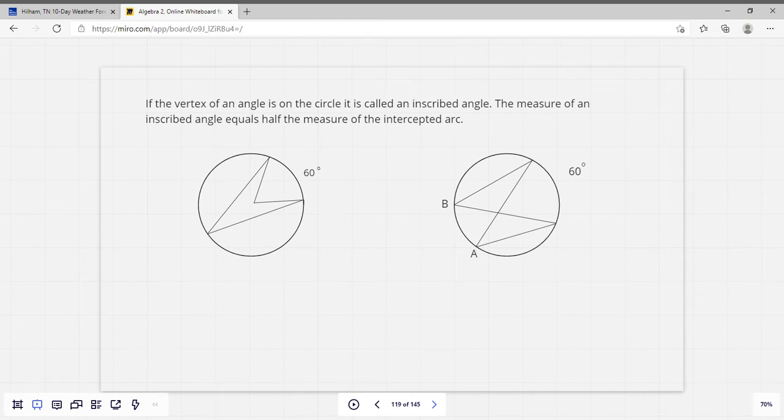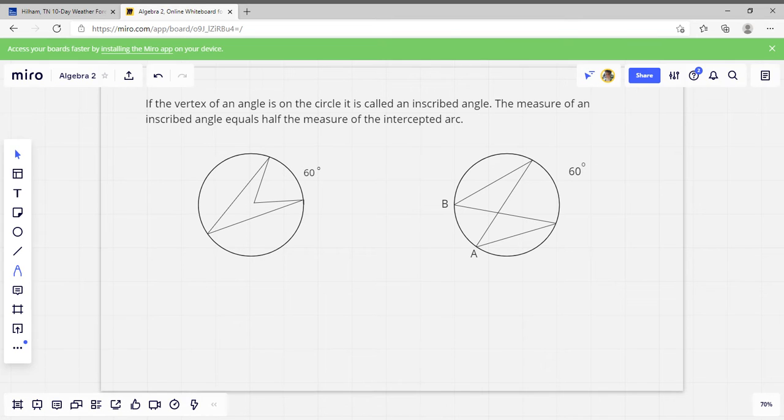All right, if the vertex of an angle is on the circle, it's called an inscribed angle. So the vertex of this angle right here is on the circle, so this one is going to be an inscribed angle, that angle right there. The measure of an inscribed angle equals half the measure of the intercepted arc. So our intercepted arc is right here. So if that's 60, then that means this angle right here, whose vertex is on the circle, is going to be 30, and we've already learned that.